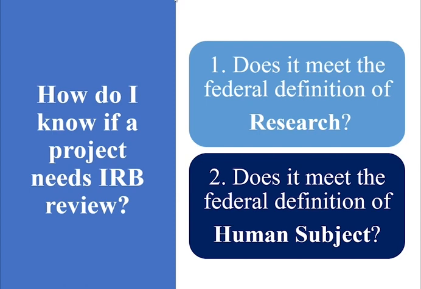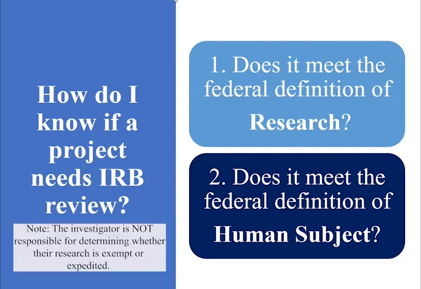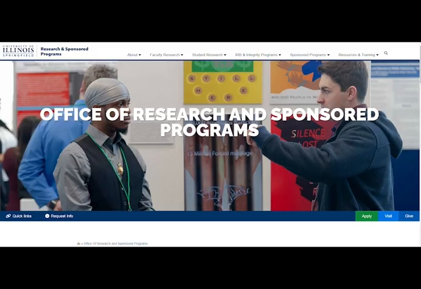It is the investigator's responsibility to determine whether or not the activity meets the definition of human subjects research and would be subject to the regulation of the IRB. However, investigators who proceed with human subjects research without approval will be held liable. There exist determination charts to help you decide: does it fall under research? Does it fall under human subjects?